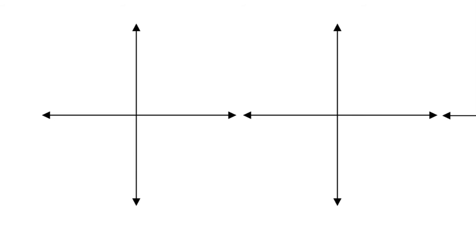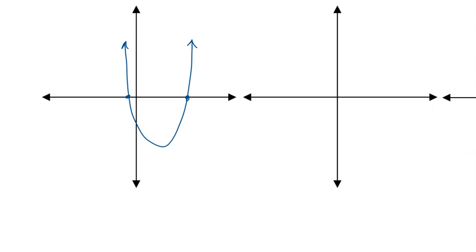Okay, so let's do the first example as the one where we have two solutions. I'm only going to draw one this time. So it crosses the x-axis in two places. 2 x-intercepts means two solutions.